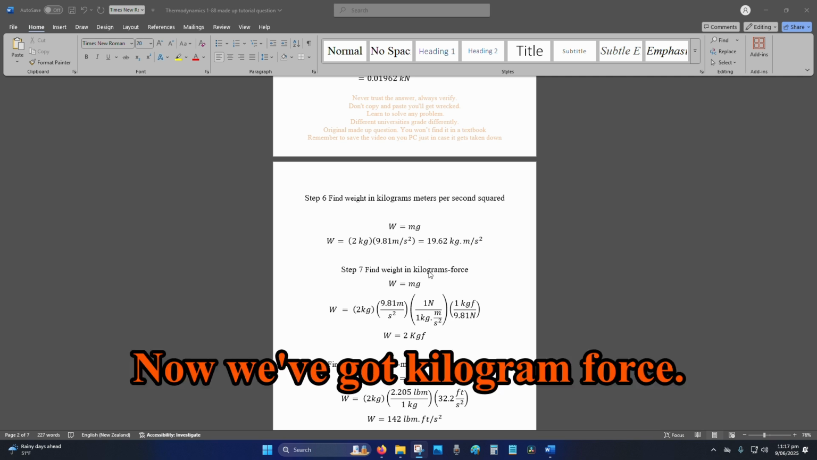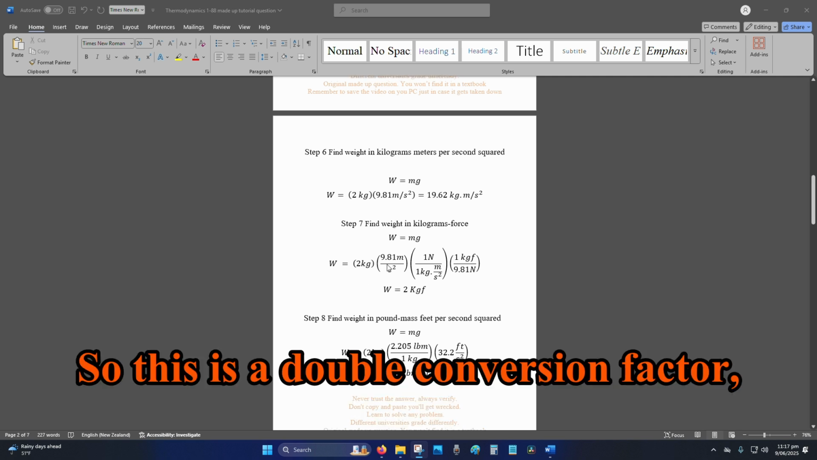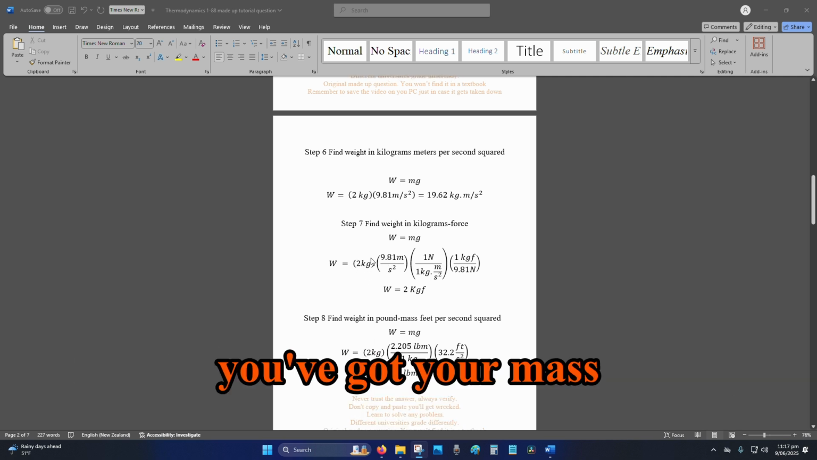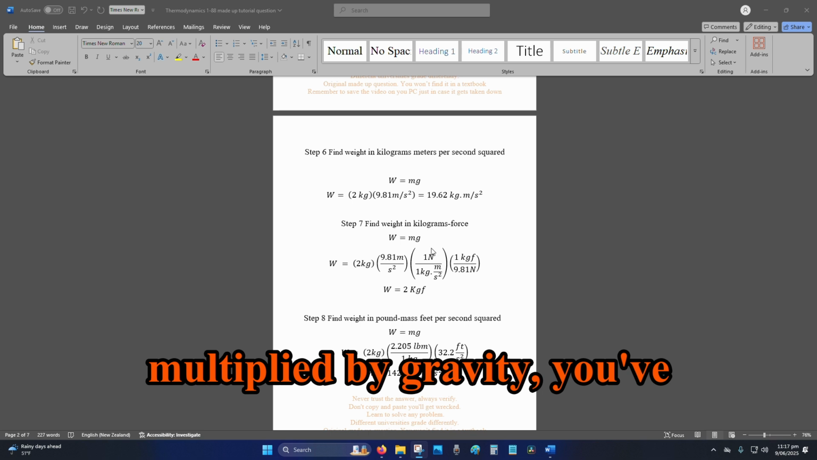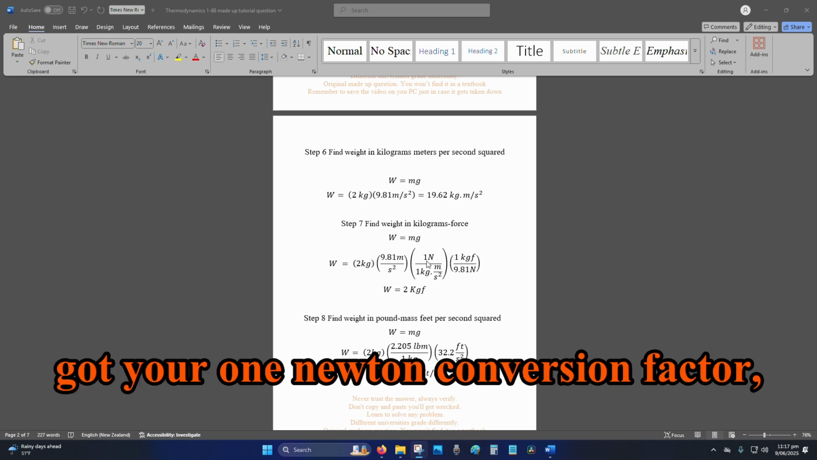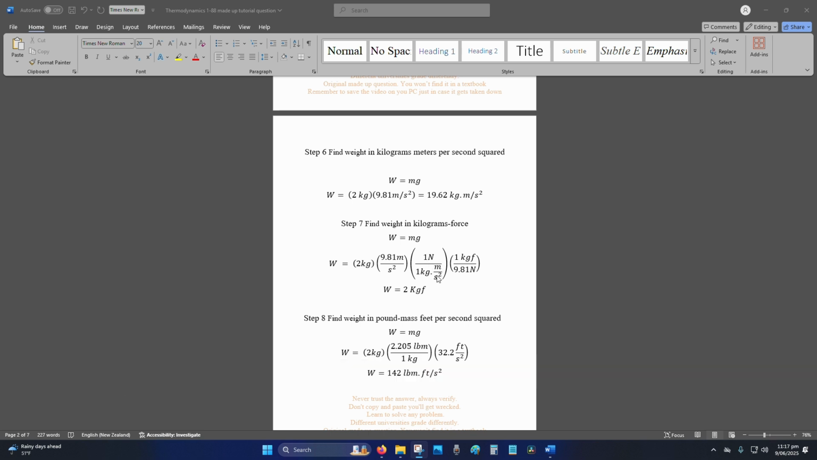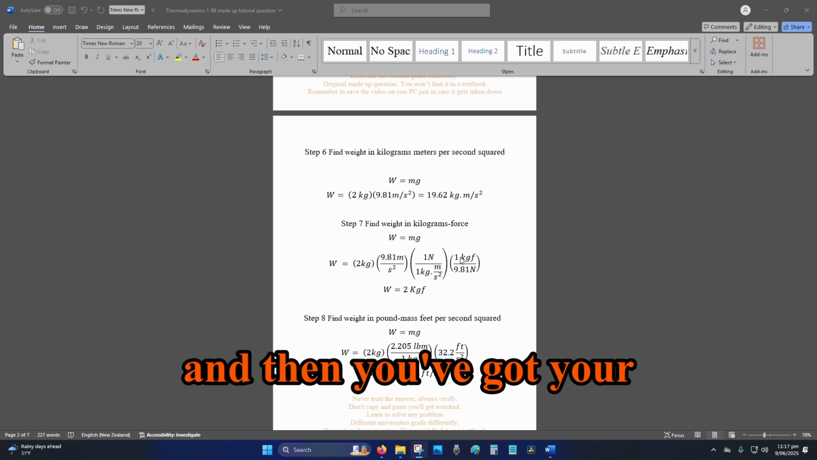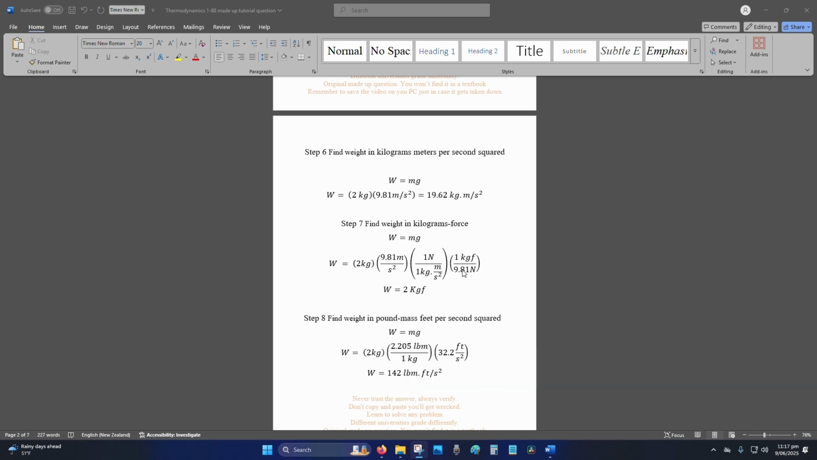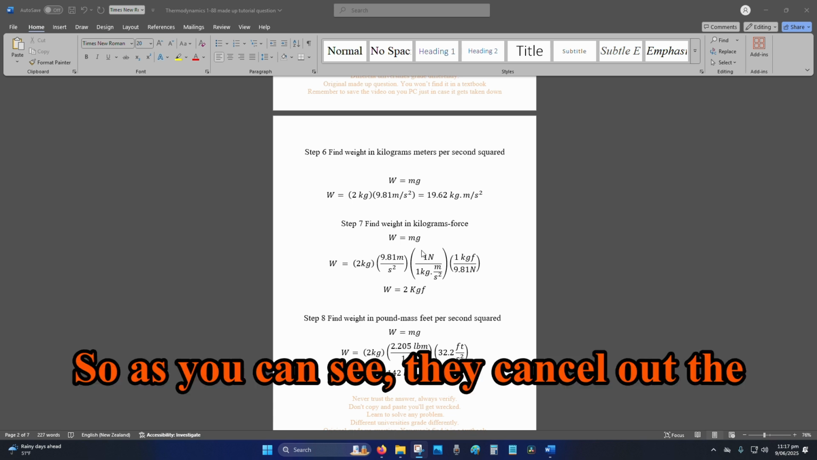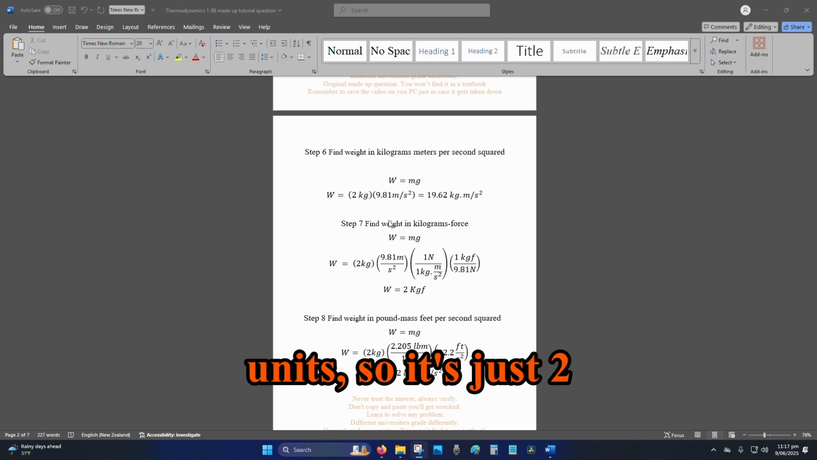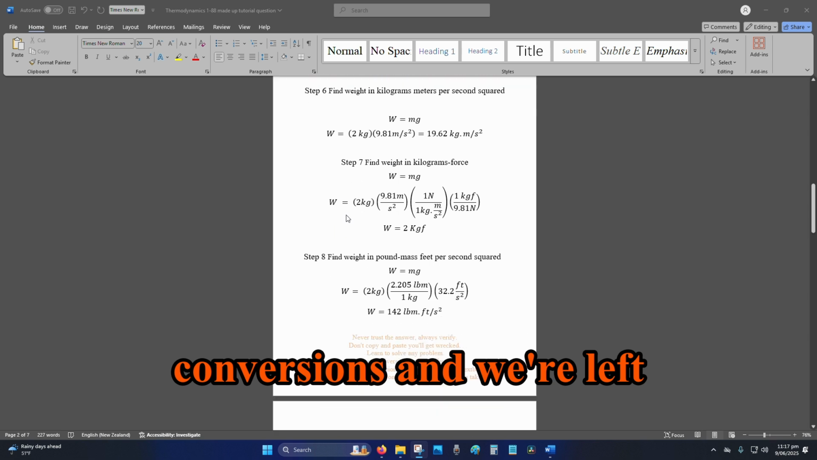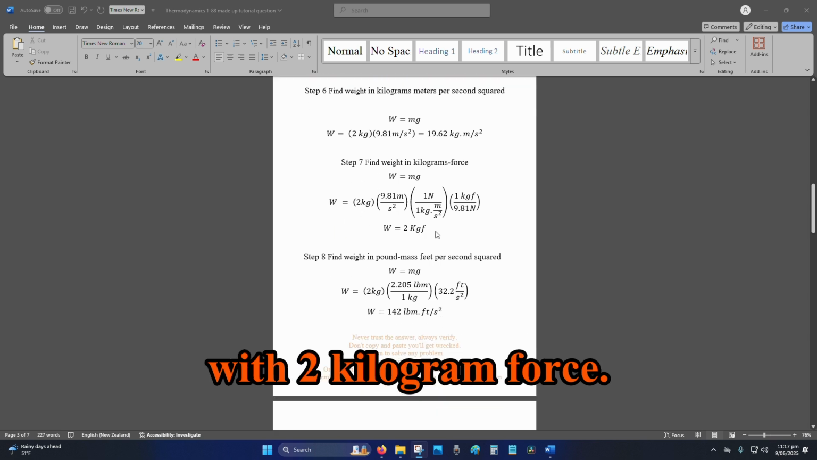Now we've got kilogram force. So this is a double conversion factor. You've got your mass multiplied by gravity. You've got your 1 newton conversion factor. And then you've got your kilogram force with your newton conversion factor. As you can see, they cancel out the units. So it's just 2 conversions, and we're left with 2 kilogram force.